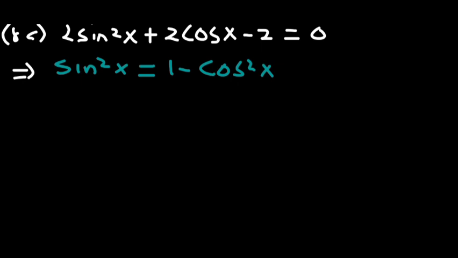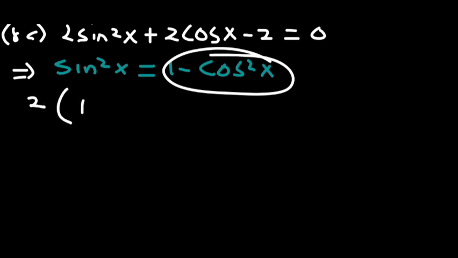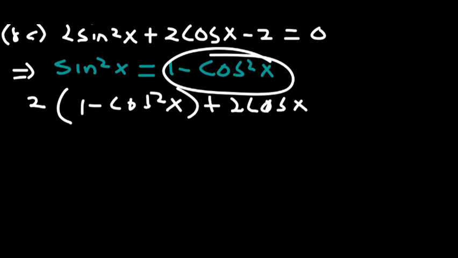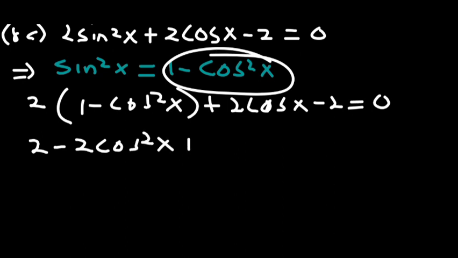So what is sine squared x? We're going to replace it with this. So this is 1 minus cos squared x plus 2 cos x minus 2 is equal to 0. Then we're going to distribute the 2. So this is 2 minus 2 cos squared x, then plus 2 cos x minus 2 is equal to 0.